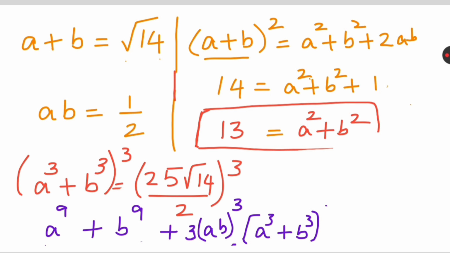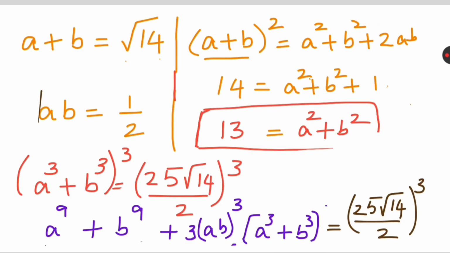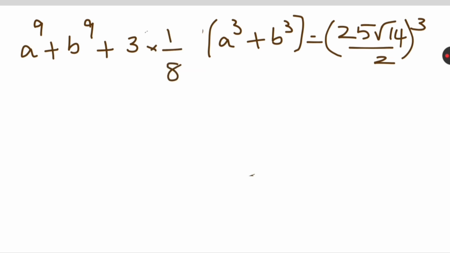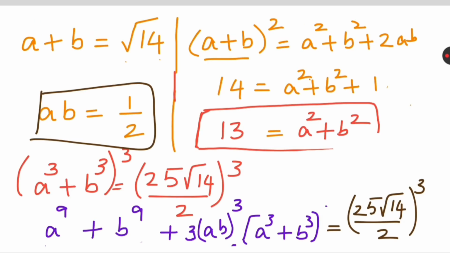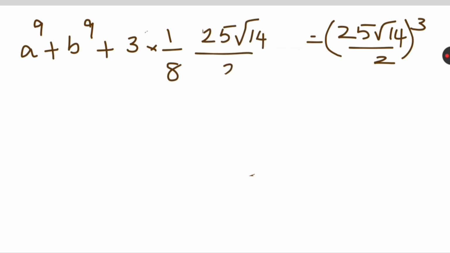Now substitute the values. That is equal to what we have. We have 25 root 14 over 2 whole cube. So let's write 25 root 14 over 2 whole cube. And we know that ab, the value is 1 over 2. Let's substitute here, 1 over 2 whole cube. 1 over 2 whole cube is nothing but 1 over 8. And we know that a cube plus b cube, the value is 25 root 14 over 2, isn't it? So let's write 25 root 14 over 2. So denominator we have 8 times 2, which is nothing but 16.